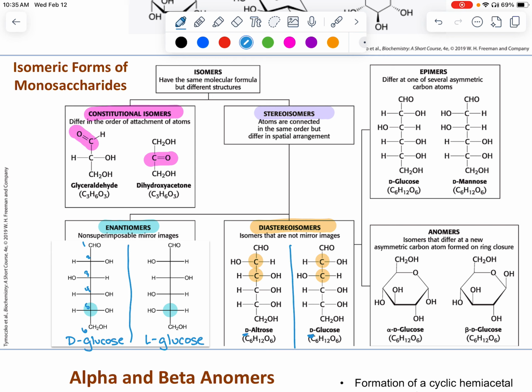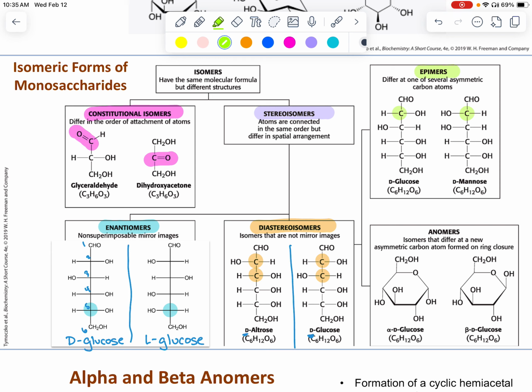Now, as we talk about diastereoisomers, there are some subclasses we can talk about. One is epimers. These are going to differ at one of several asymmetric carbon atoms. So as we look at this top one right here, let's see. They differ here and here. So again, they're not mirror images, and they differ at just one. We're going to call those epimers.